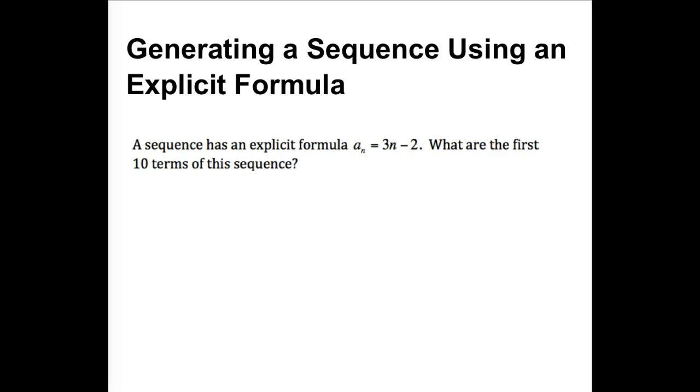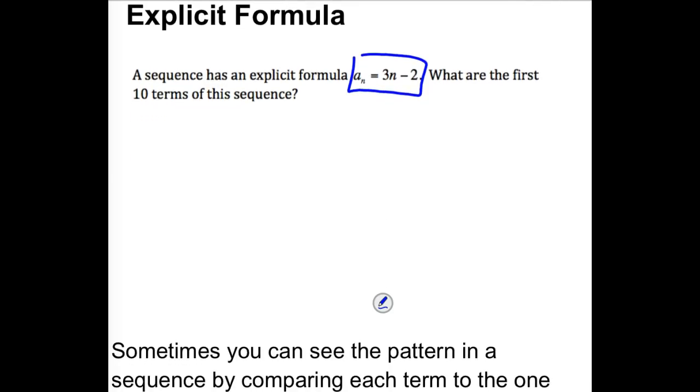To generate a sequence using an explicit formula, if the formula is already given to you, like we have in this example, a sub n equals 3 times n minus 2, it's asking us to write out the first 10 numbers in our sequence. So a sub 1 means our n value is 1. We're going to have 3 times 1 minus 2, and that gets us a 1. A sub 2 is going to be 3 times its position of 2, the second term in our list, minus 2. So we have 6 minus 2 would be 4.